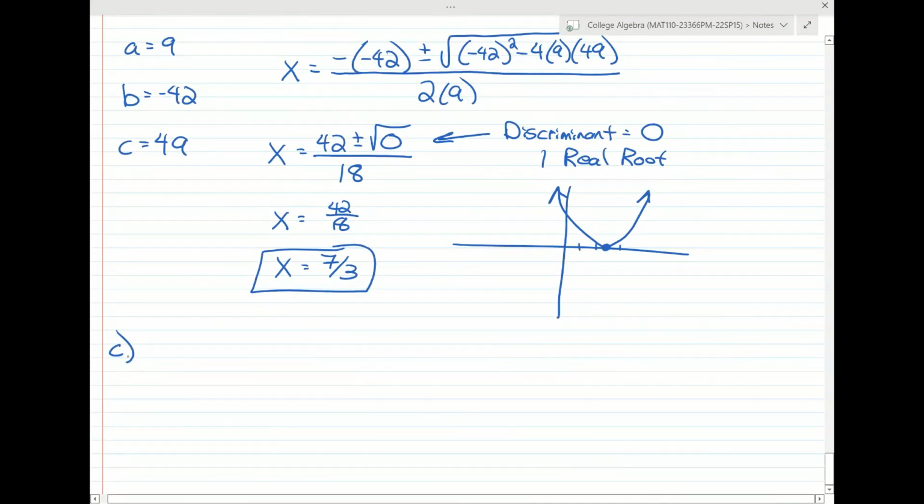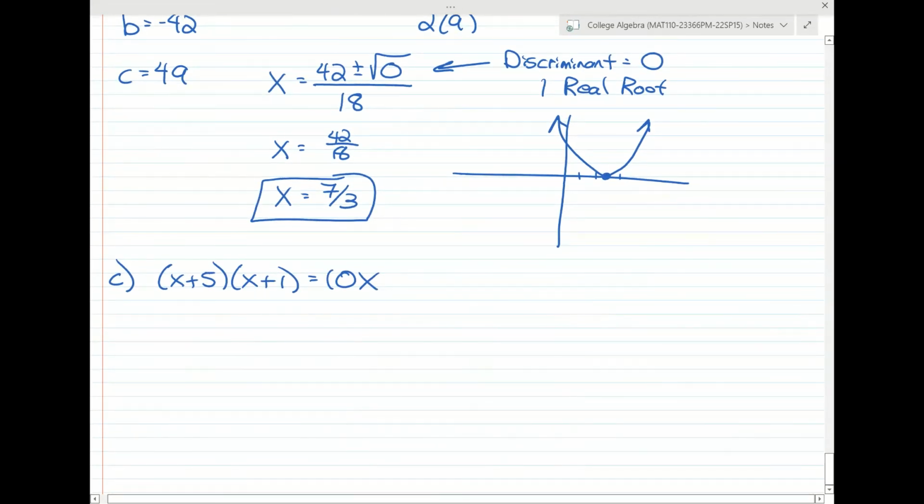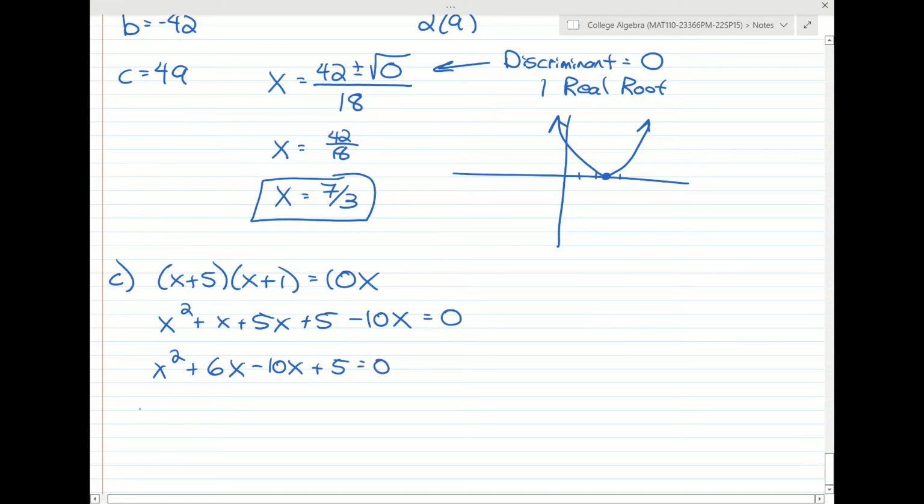What if we had x plus 5 times x plus 1 is equal to 10x? Now, in order to solve this, we want to make sure that it's equal to 0. So I'm going to go ahead and distribute here, x squared plus x plus 5x plus 5, and then I'll bring the 10x over. So simplifying, we'd get x squared plus 6x minus 10x plus 5 is 0, or just x squared minus 4x plus 5 is 0.